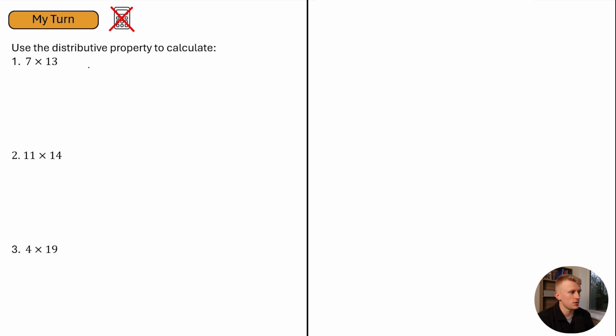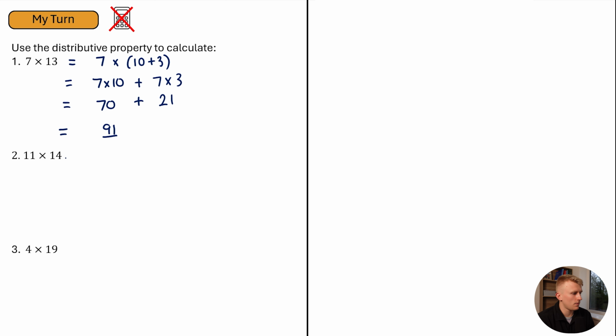So our next example says, use the distributive property to calculate 7 multiplied by 13. So what it means by the distributive property is this. Instead of doing 7 multiplied by 13, I can split apart one of my numbers. So in this case, I'll split the 13 into 10 add 3. And what I can do is I can do 7 lots of 10, so 7 multiplied by 10, and then add on 7 lots of 3. And I would write that like this. 7 times 10 is 70, and 7 times 3 is 21. And then I can add those together to give me 91.